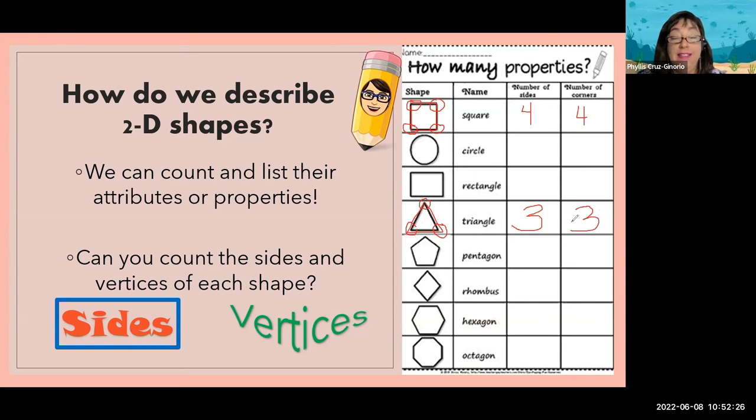Look how easy it is to record what their attributes are and how many they have of each. That helps us describe them. Then you can have that guessing game. Like, close your eyes, right? And say, okay, a shape that has 4 sides, 4 vertices, and they're all the same size. What is it? A square.